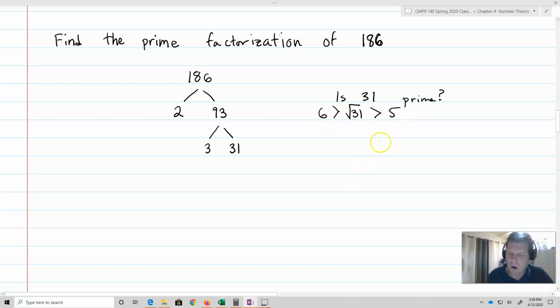So what I know is that my possible prime factors are those that are less than or equal to 5. 6 is too big, so we have to go less than or equal to 5. 2, no, it's not even. 3, nope, because 3 plus 1 is 4. 5 doesn't end in a 0 or a 5, so 31 is prime.